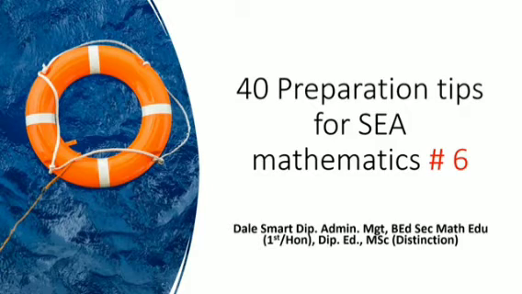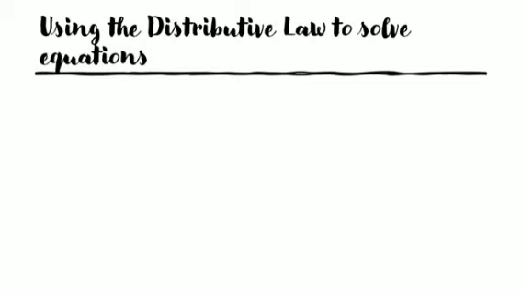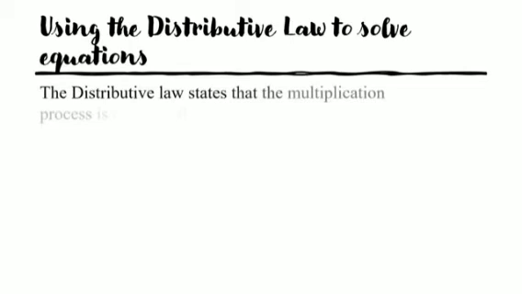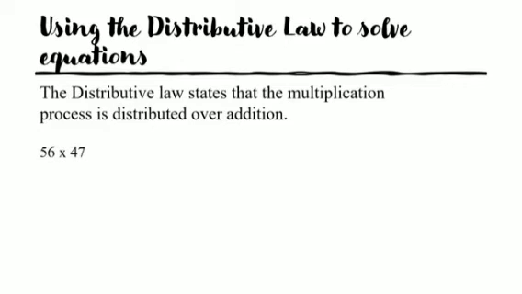Here is tip number 6. In today's tip, we'll be looking at using distributive law to solve equations. The distributive law states that the multiplication process is distributed over addition. Here's an example. Suppose I were given 56 times 47.